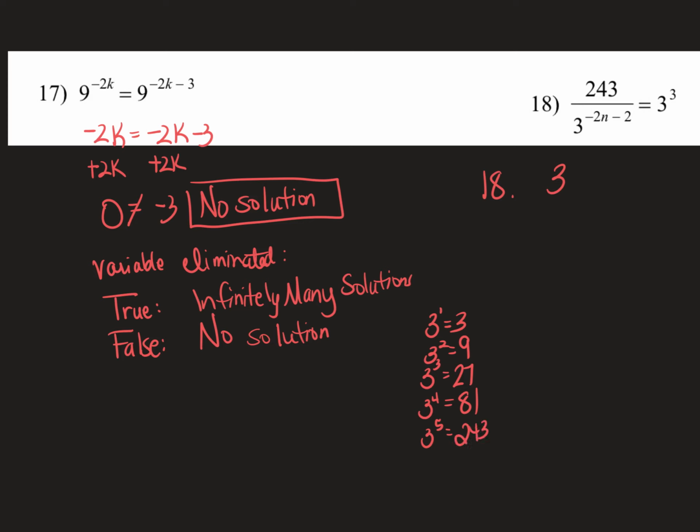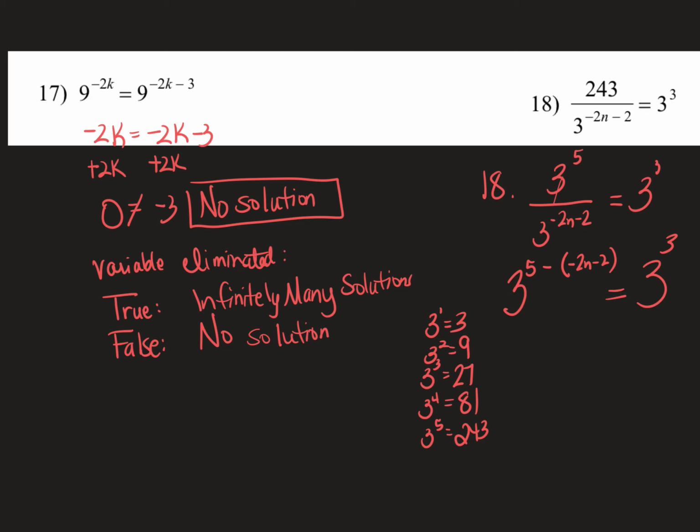So I'm going to rewrite that as 3 to the fifth divided by 3 to the negative 2n minus 2 is going to equal 3 to the third. Now we've got to think about exponent rules. What do I do when I'm dividing bases that are the same? What do I do to the exponents? Hopefully you remember you subtract. So I would have 3 to the 5 minus, in parentheses, negative 2n minus 2 would equal 3 to the third power. So when you're dividing, you subtract. When you're multiplying, you add. Don't forget that.